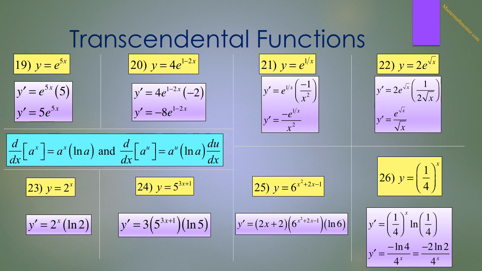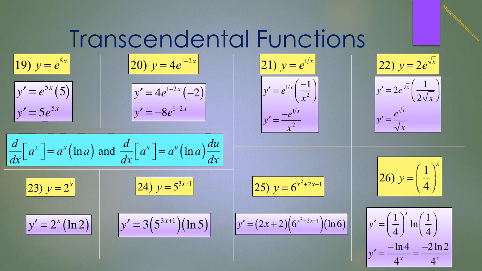25 is the same. y equals 6 to the x squared plus 2x minus 1. So we'll need in our answer a 6 to the x squared plus 2x minus 1. We will need a 2x plus 2, and we'll also need a natural log of 6.